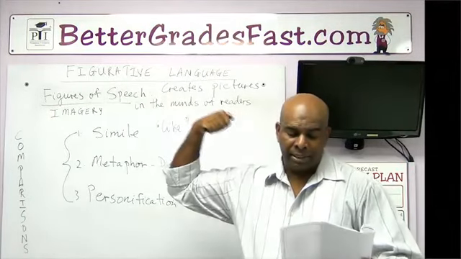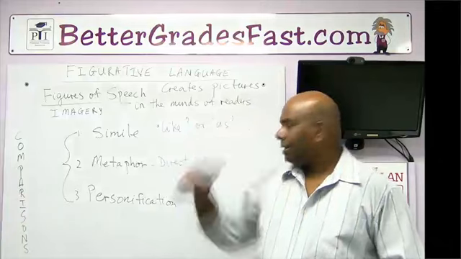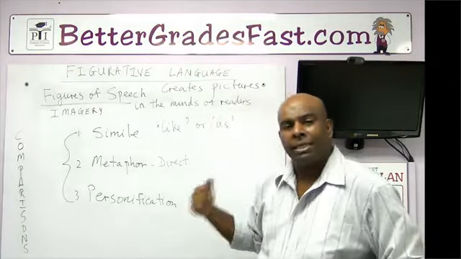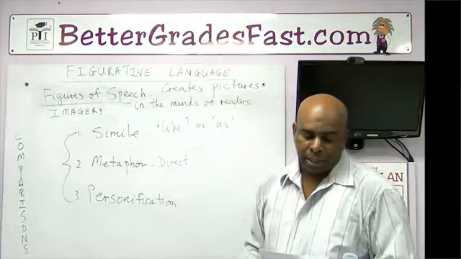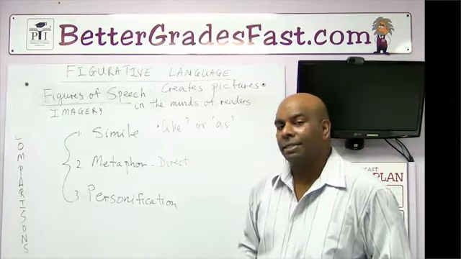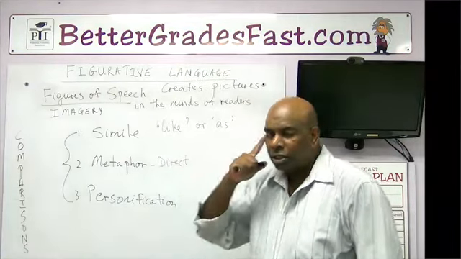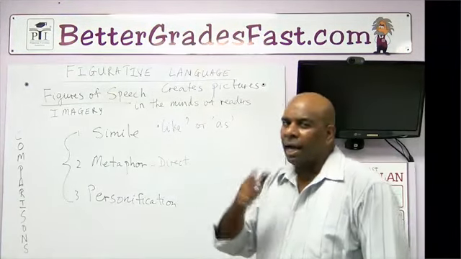He had muscles of steel. It's direct. I'm comparing the guy's muscle to steel. It's so hard. She had piercing eyes. Once again, a direct comparison. She looks at you, and the eyes are like daggers.